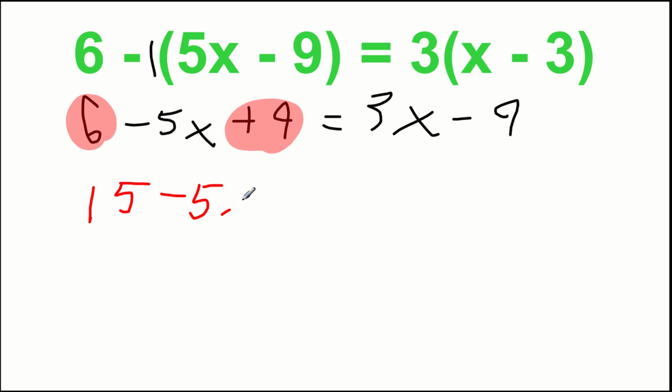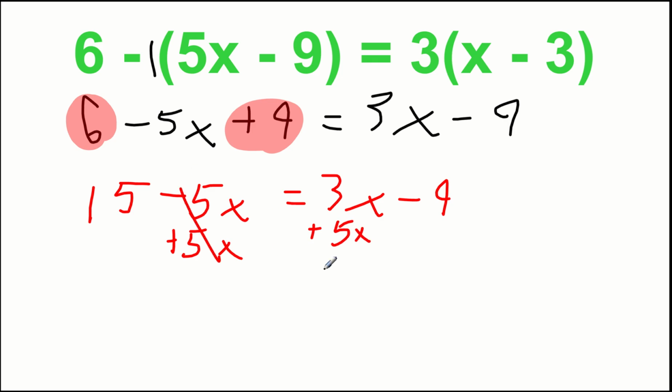minus 5x equals the 3x minus 9. Move the variables. When you move the variables, moving the lower one is going to work out better for you most of the time. So we add 5x to each side. It cancels it out on the left side. Gives us 8x on the right. We got the minus 9. And 15 is all that was left on the left side.